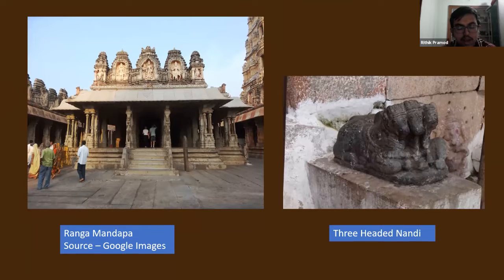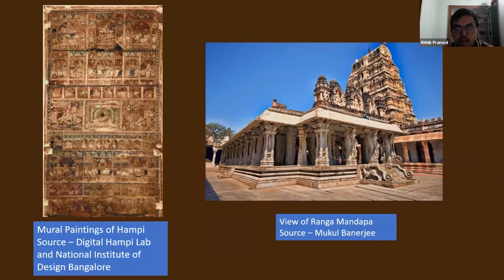Even though the temple was partly destroyed during the Muslim invasion and occupation during the decline of the Vijayanagara Empire, the temple has been functioning uninterruptedly since its foundation. The Virupaksha temple was declared a UNESCO World Heritage Site in 1986. As you can see, this is the mural painting that we will discuss further, and this is the Ranga Mandapa where the ceiling paintings can be noticed.